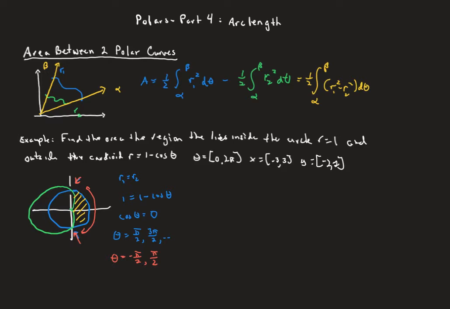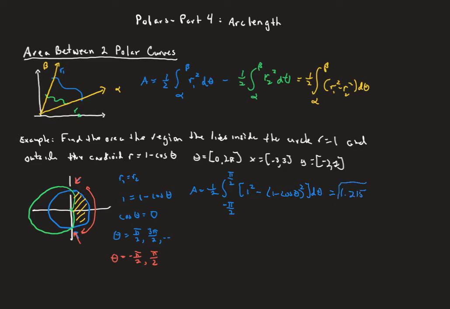So that means for our area, we get 1/2 that we can pull out of our integral. Our limits are going to go from negative pi over 2 to positive pi over 2. And we're going to go with our first curve squared, so that's the 1 squared, the circle, minus the inside curve, or the second curve, which is 1 minus cosine theta, that quantity squared, d theta. And if you punch that into your calculator, I believe you should get 1.215.